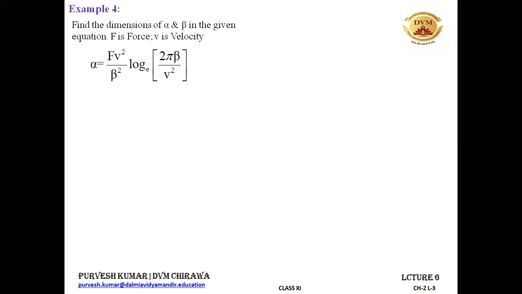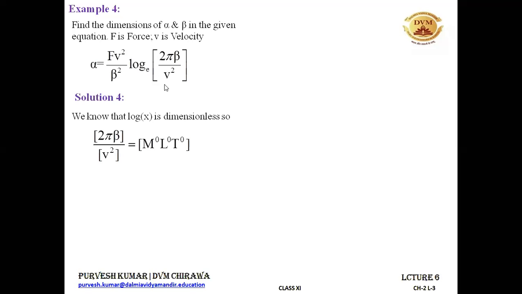So you can write that the dimensions of 2 pi beta upon v square are M0 L0 T0. This quantity inside the brackets of the log is dimensionless, which we know from our working rules. We know that log x is dimensionless, so the dimensions for 2 pi beta upon v square have to be equal to M0 L0 T0. That's what we mean by saying something is dimensionless: its dimensions are M0, L0 and T0.